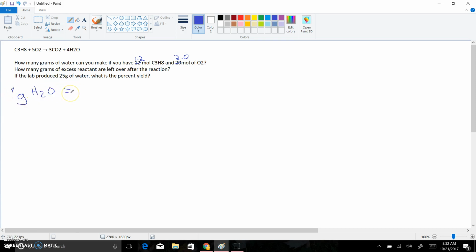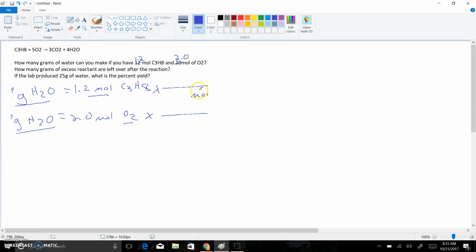Just like I did with cars, where I asked how many cars I could make, I'm going to ask myself, how many grams of water can I make when I've got each of the parts? How many grams of water can I make when I've got 1.2 moles of C3H8? And the other question is, how many grams of water can I make if I have 2.0 moles of oxygen? I have to test all of the reactants. In this case, there are 2 reactants, so I have to test how much water I can make from this reactant, and how much water I can make from this reactant. And then we'll see which one runs out, just like we did with the cars.